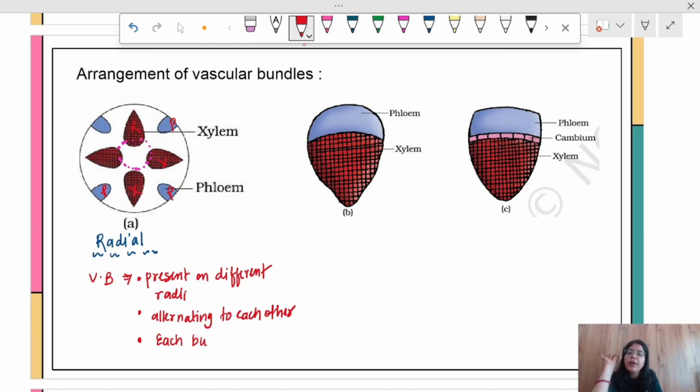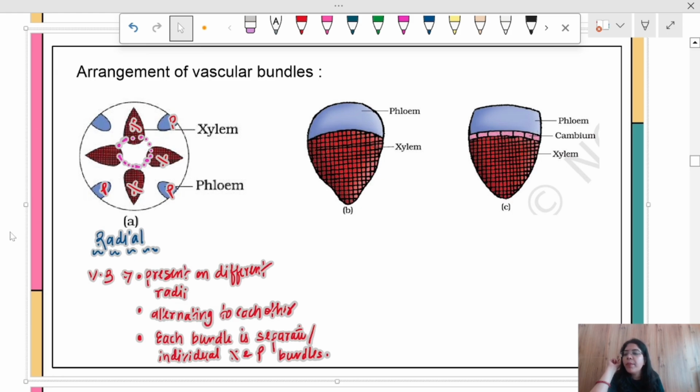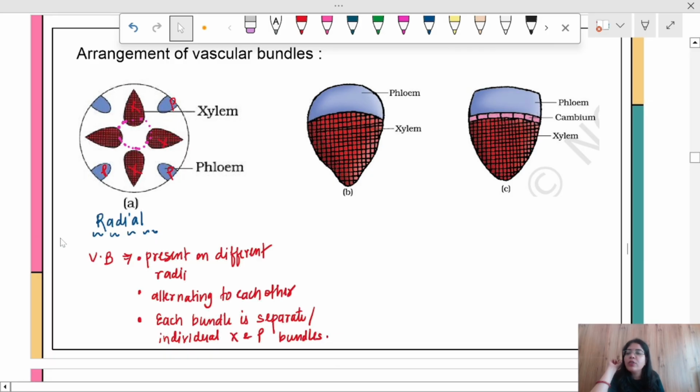And each bundle is separate, or you can say individual xylem and phloem bundles. Xylem and phloem are not present together as one single bundle. They are independent, right? You can see a bundle of xylem, then another bundle of phloem, then another xylem. They are not together. They are separately present. This condition is called radial arrangement of vascular bundles. Okay, I hope you understood. This arrangement is called radial arrangement of vascular bundle.